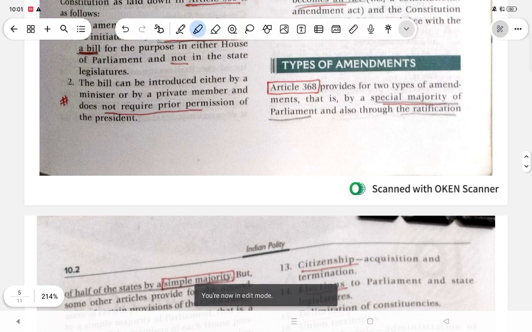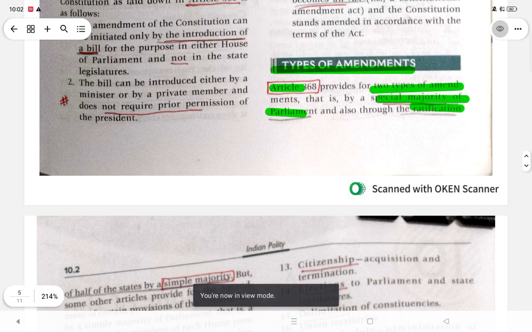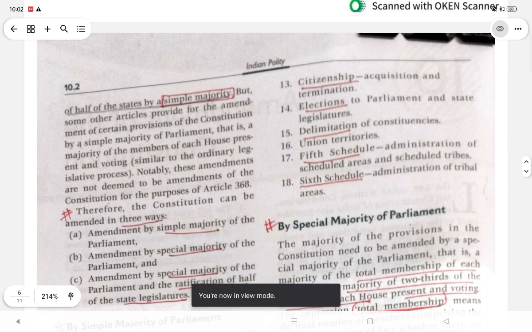Types of amendment. Article 368 provides for two types of amendment, that is, by the special majority of the Parliament and also through the ratification of half of the states by a simple majority.